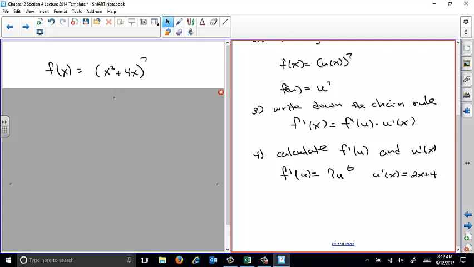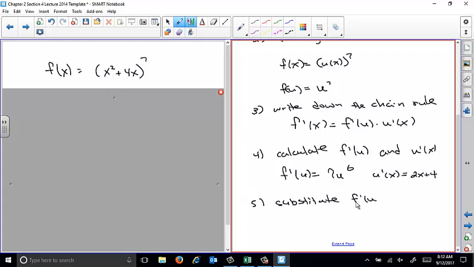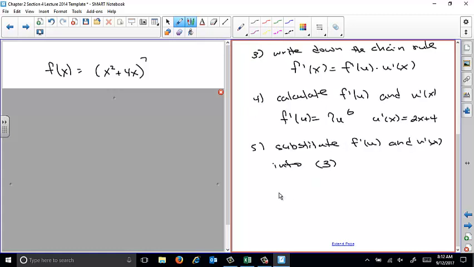So the 5th step is to substitute f prime of u and u prime of x into 3, which means into this equation here. So that says that f prime of x, which is the derivative of the composite function, is 7u to the 6th, which is f prime of u. So I'm plugging that in there, times, and I'm going to put parentheses here so that we make sure we multiply it by the whole thing, u prime of x.